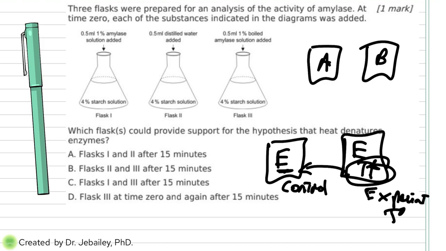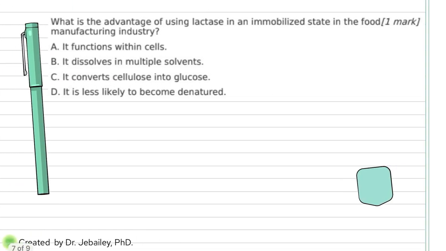So you're always comparing to a control. What I did was use flask 1 as the control and flask 3 as the experiment, and then I'm manipulating the temperature. Okay? Now let's go to the next question.